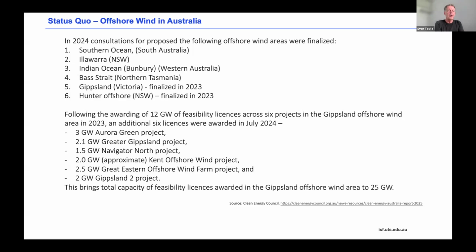Then we have the Indian Ocean Bunbury, which is just south of Perth. We have Bass Strait, a region that's northern Tasmania. Gippsland, that's basically southeast of Melbourne. And they all have different priority areas. If I compare this with the situation in the North Sea, we are around the year 2000, where the project developer started by basically just putting a square somewhere in the North Sea and saying, I develop an offshore wind project.